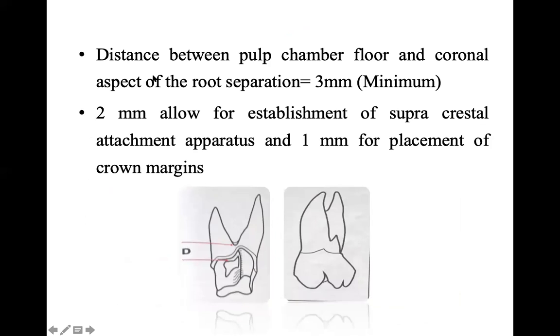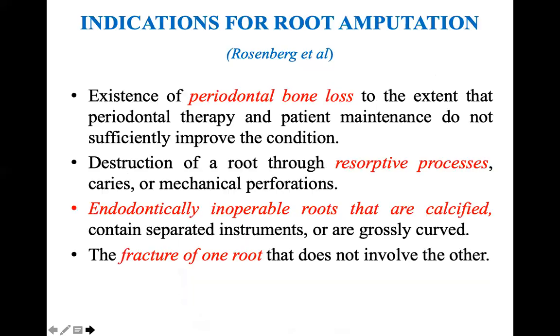But here you have to follow certain things, that is the distance between the pulp chamber floor and the coronal aspect of the root resection is at least 3 mm. Because if this is narrow, then there is no place for us to place the supragingival attachment apparatus or 1 mm of the crown margin, because this tooth will require a crown later on. So if you do not have tooth structure here, you will not be able to place the crown margins properly.